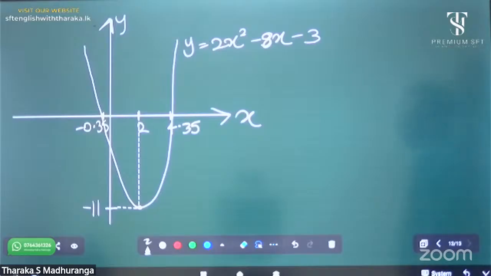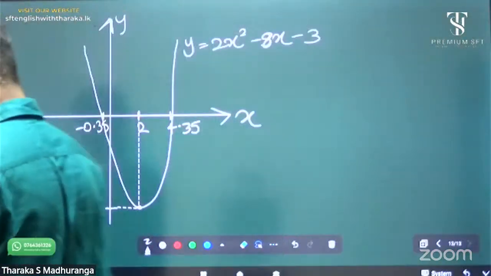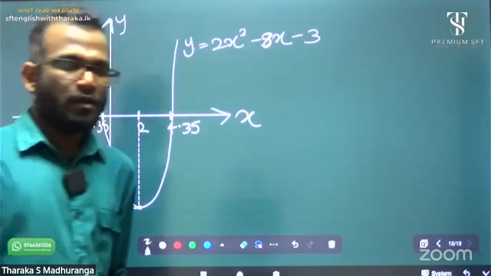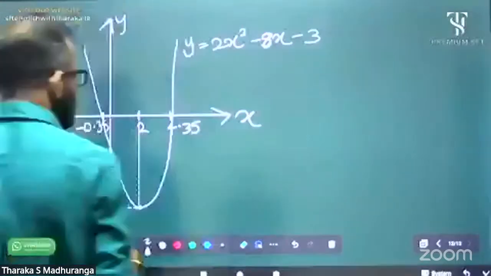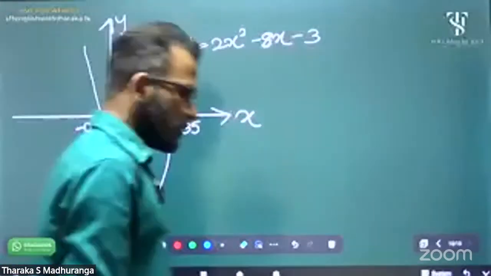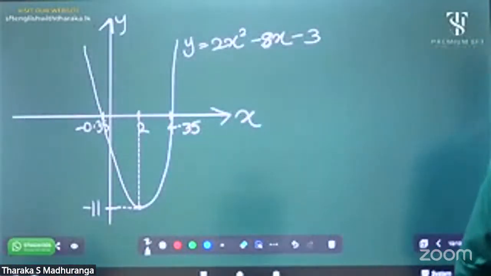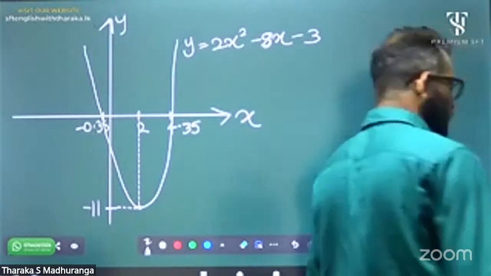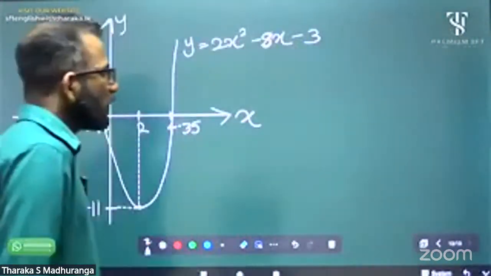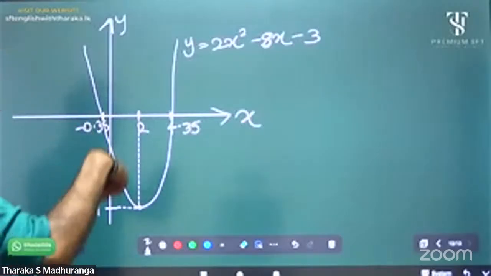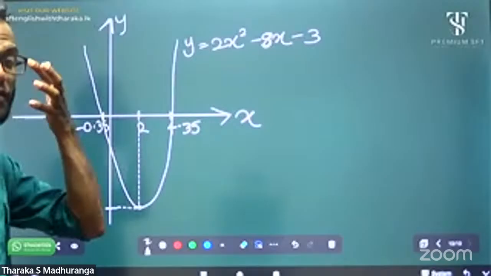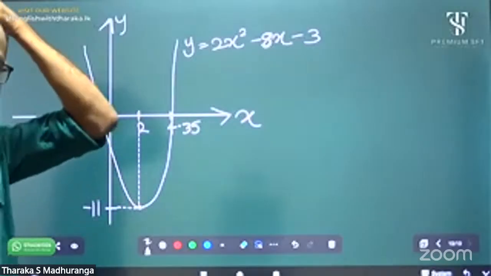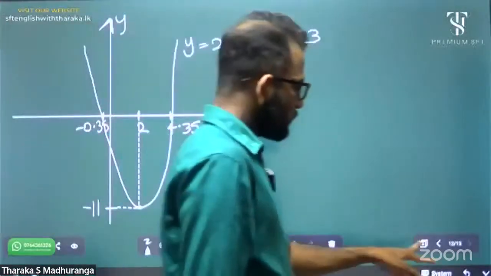Okay, complete. Now it's the end of the lesson. Everything we discussed, how to calculate turning point coordinates, finally, now you can sketch the parabolic graph of any quadratic function. Okay, let's do only one question.